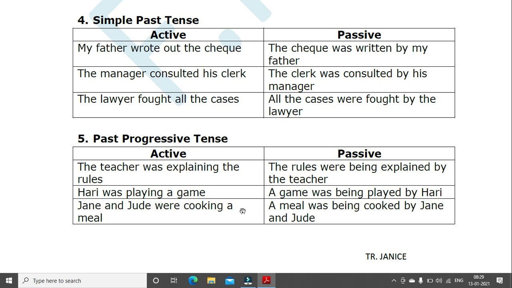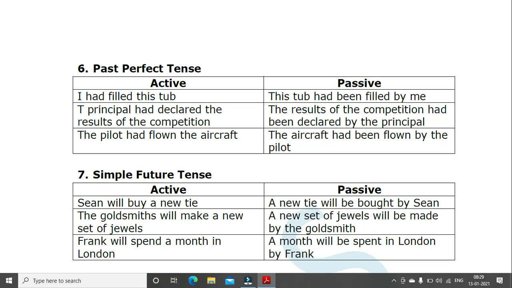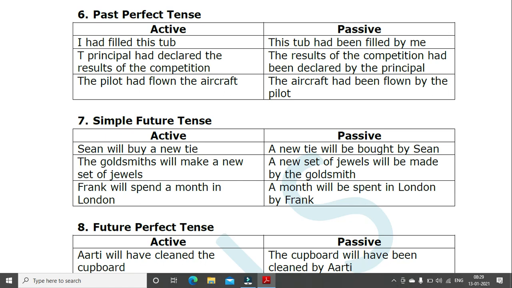Now we go to the next one. Past perfect tense. I had filled the tub. I told you perfect always has had, has and have in it. Okay. I had filled the tub. So what is your action? Had filled. Who filled? I. And what did he fill? The tub. So you start with the tub. The tub had been filled by me.